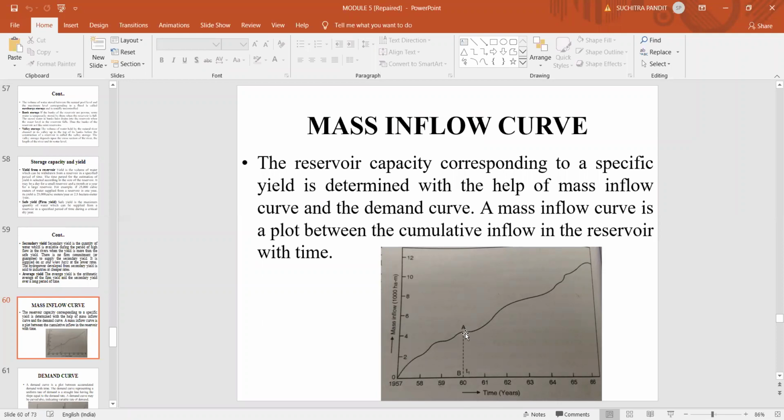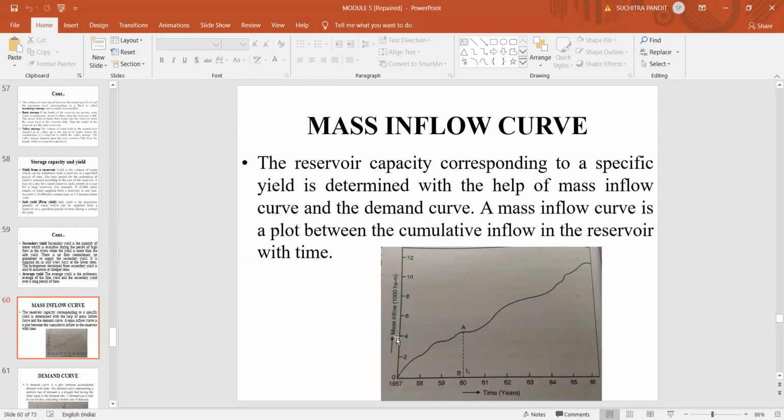So in some cases, you may have a flatter portion. You may have a straight line portion in the mass curve, which indicates periods of no rainfall, and periods of rainfall. The mass curve will always be a rising curve because it is a plot of cumulative inflow versus time in minutes. So this is the typical figure which shows the mass curve.